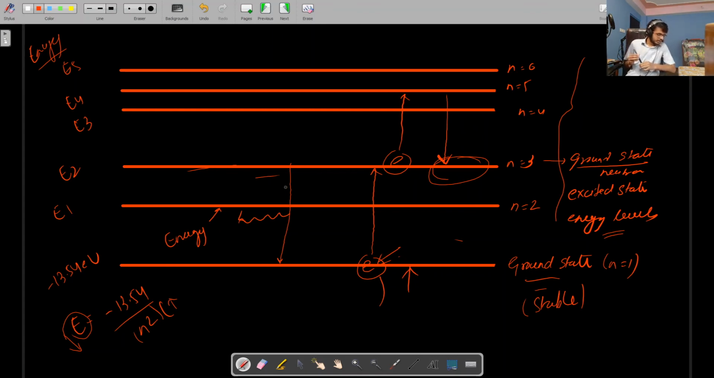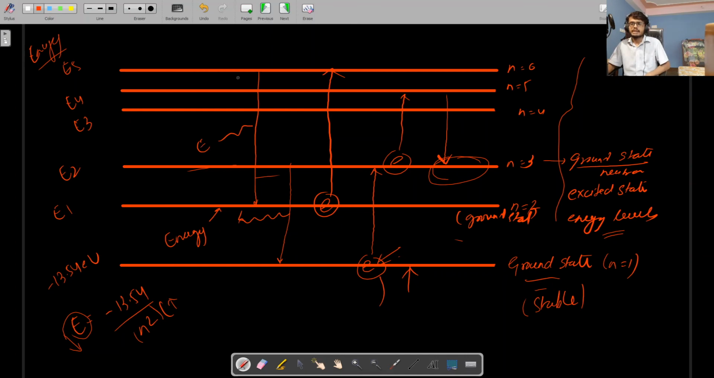Okay. So if an electron is in this state, this is the ground state. If the electron is in this energy level, this is its ground state. It may go up somewhere. Let's say it goes up to here, right? It'll ultimately fall back here and it'll give out energy.